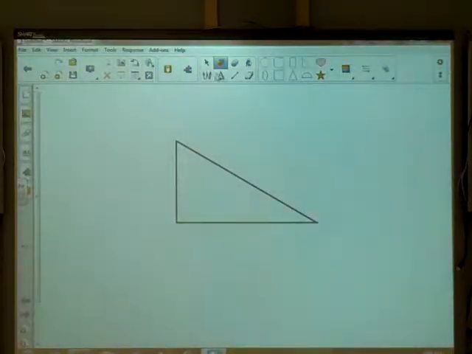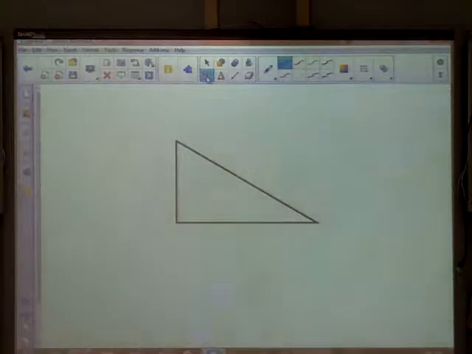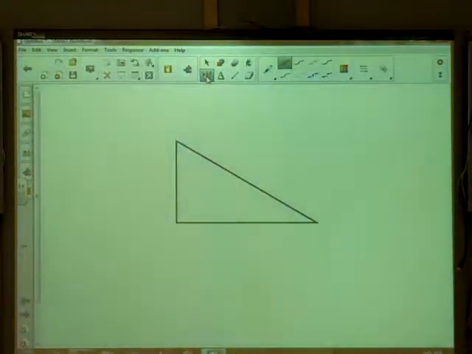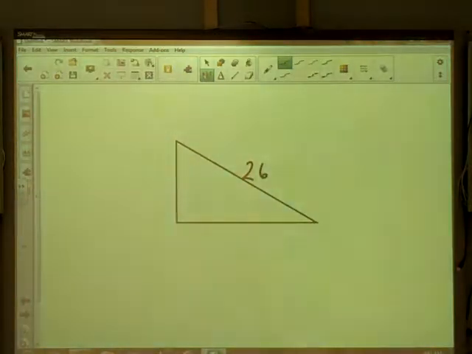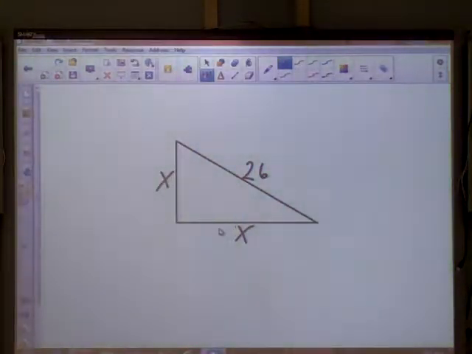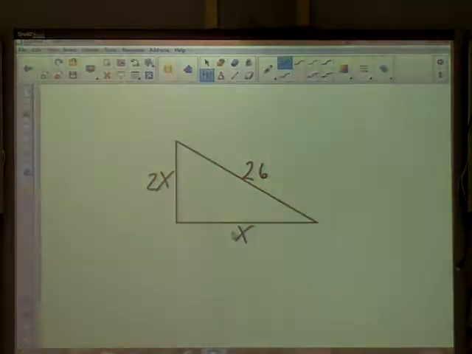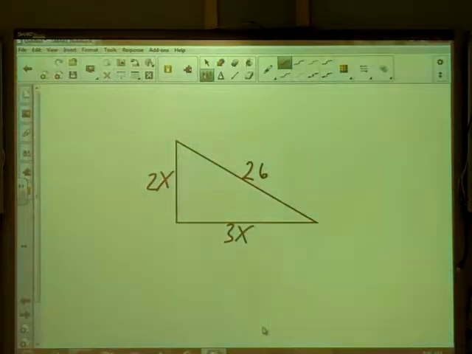All right, number 19 says a carpenter is cutting a board to make a brace on a wall that will be used in a house. The shape of the brace is a right triangle. In order for the brace to fit, the legs of the brace must have a ratio of 3 to 2. The hypotenuse has to be 26 inches long, so I have a 26 there. Now, what are these legs going to be? I don't know, but I know they have a ratio of 2 to 3 or 3 to 2, however you want to write that.